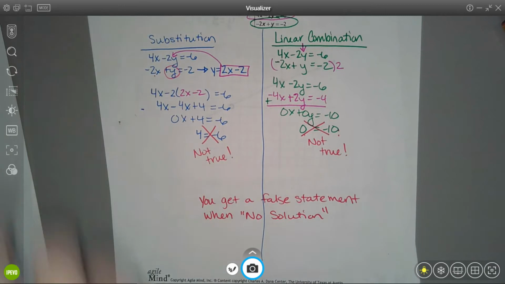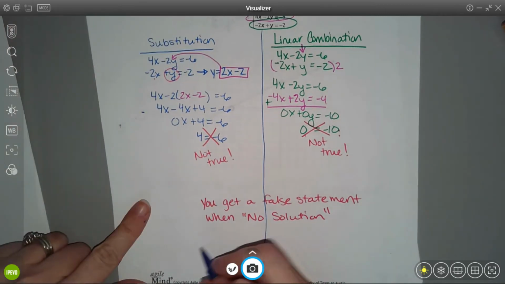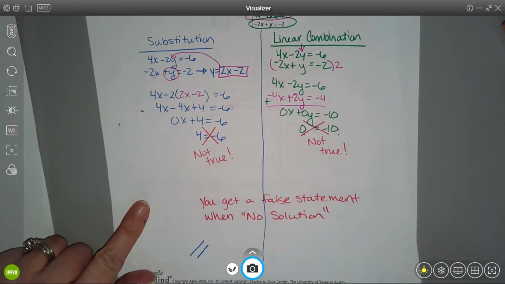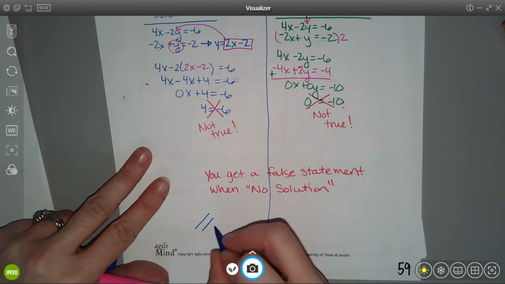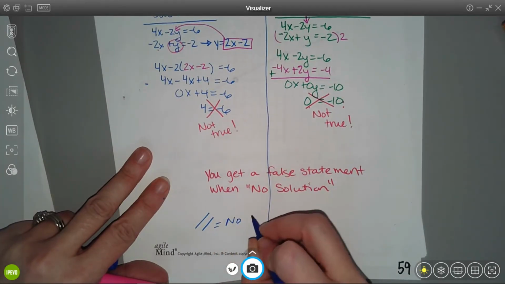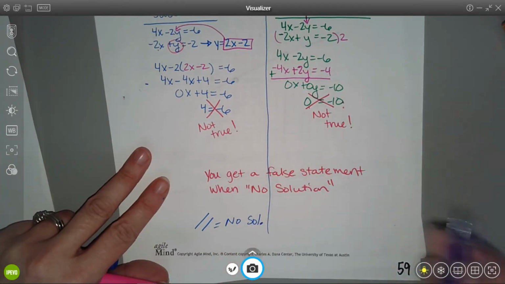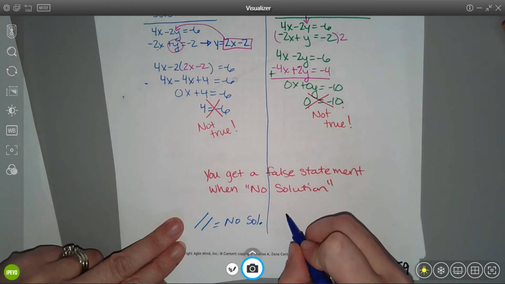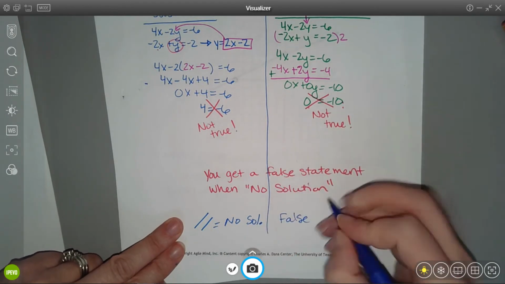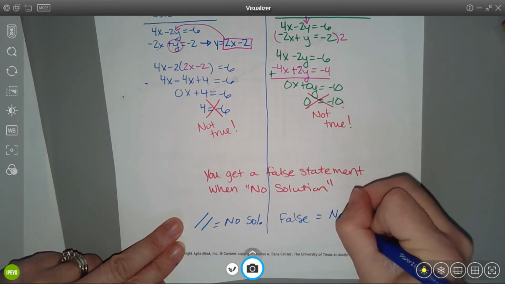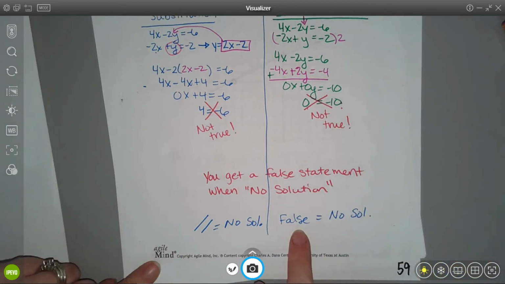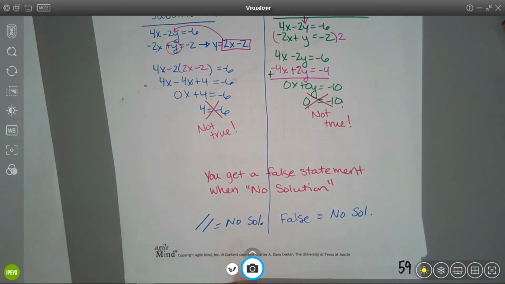What does that mean, guys? That means that our parallel graphs also were no solution. When we get false statements, no solution. False statements are parallel lines.